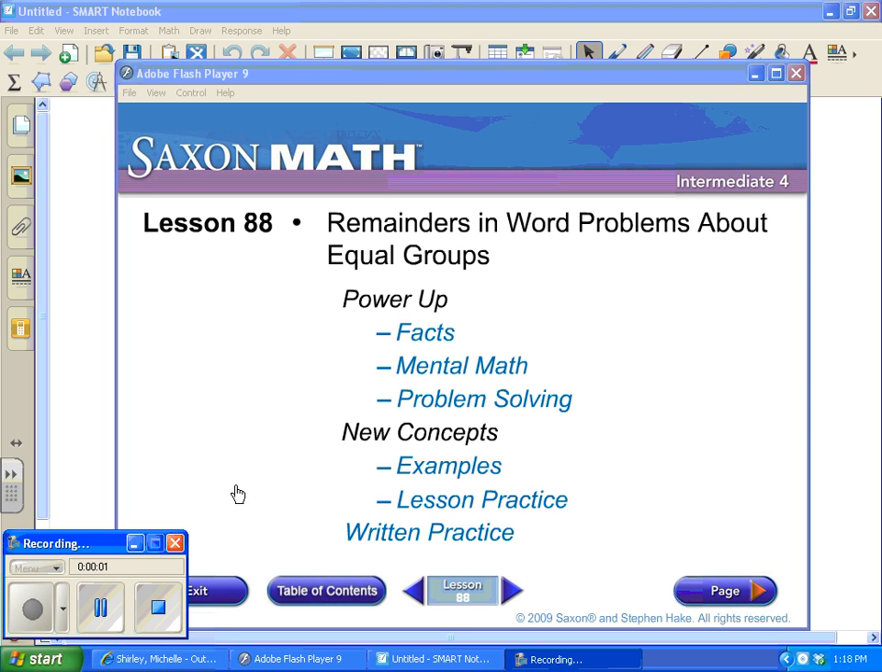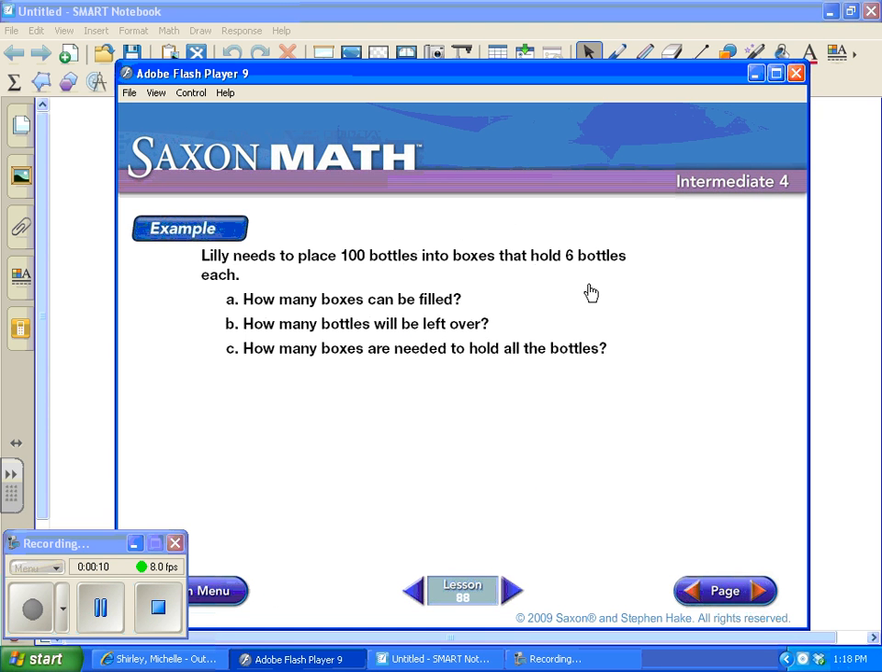Okay, Saxon 4 math class, we are ready for lesson 88, remainders and word problems about equal groups. So let's start off with some examples. Lily needs to place 100 bottles into boxes that hold 6 bottles each. Part A, how many boxes can be filled? So let's take that 100 bottles and divide it up into groups of 6.